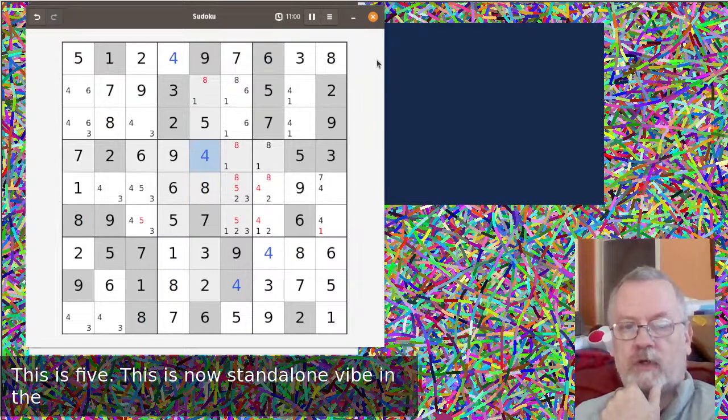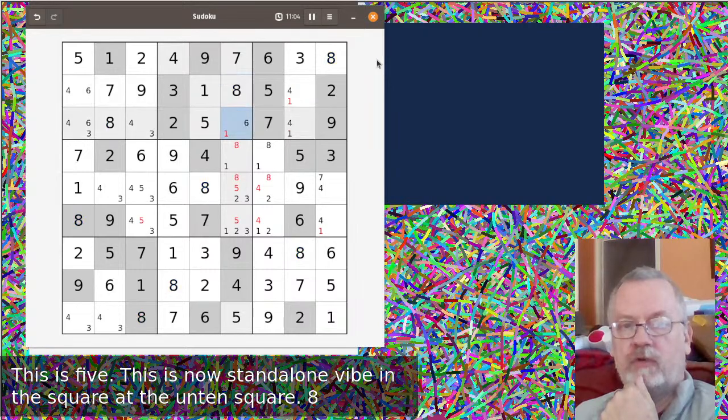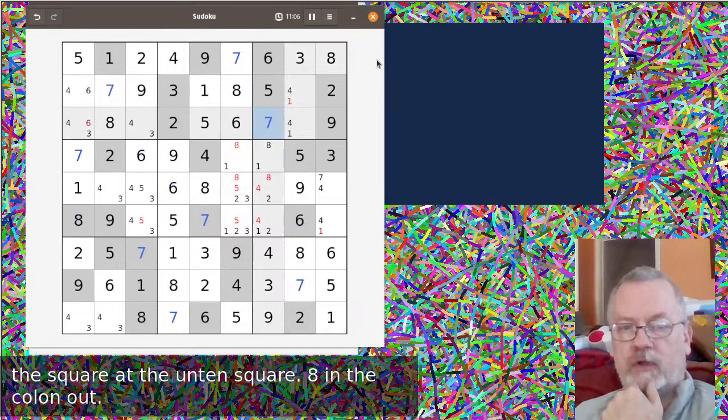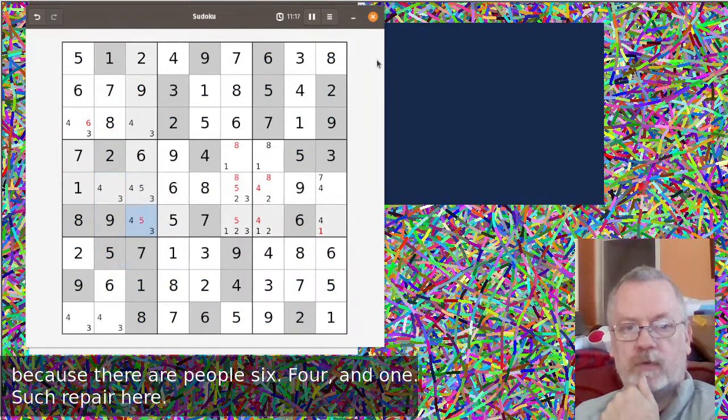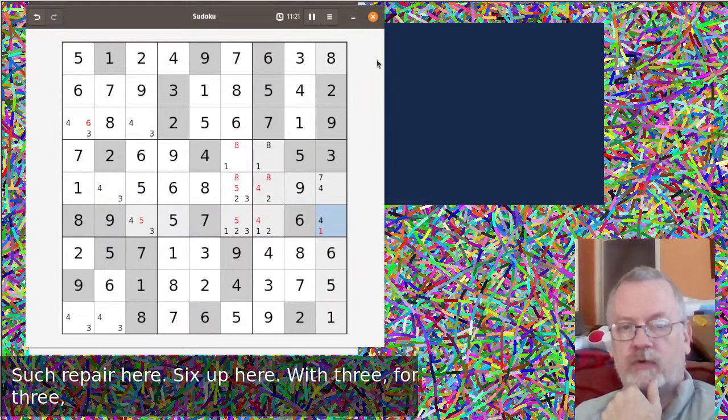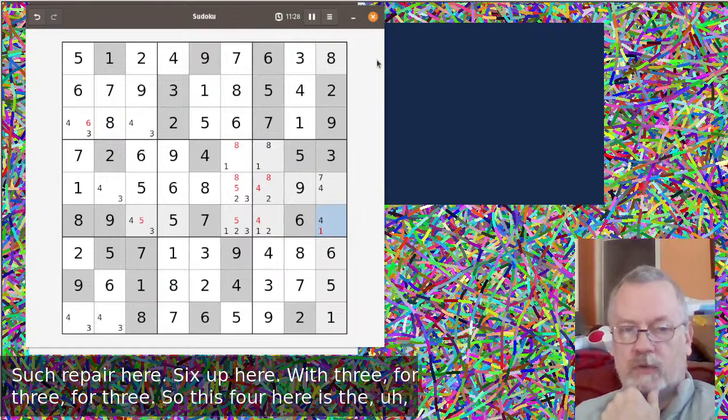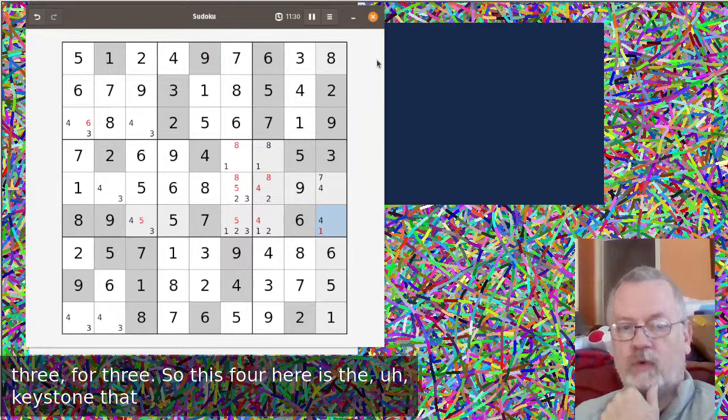We get an 8 in the column now. A 1, 6, and 8. So this is going to be 8 because there's no 8 here. This is 6. 4 and 1. So we got 4-3 pair here, 6 up here alone. 4-3, 3, 3. We get a 5 here. So this 4 here is the keystone, or the clue to solve that one over those 4-3s that we've got.